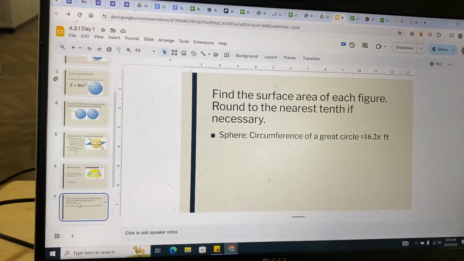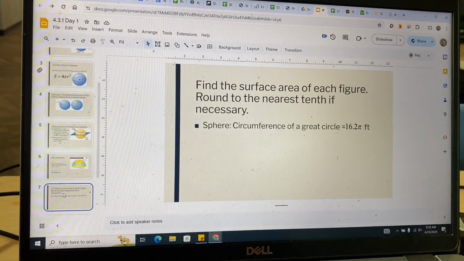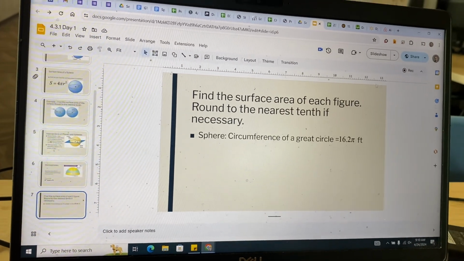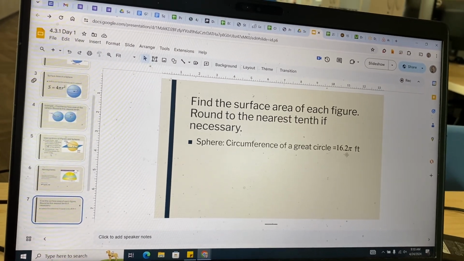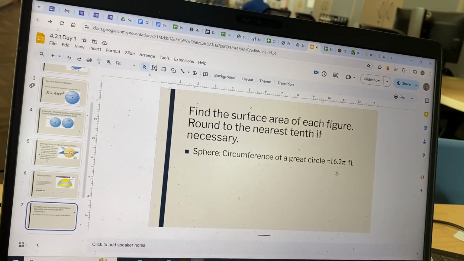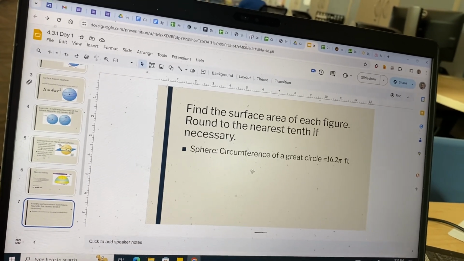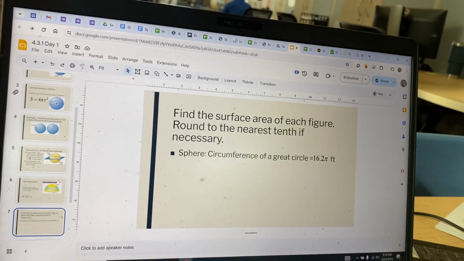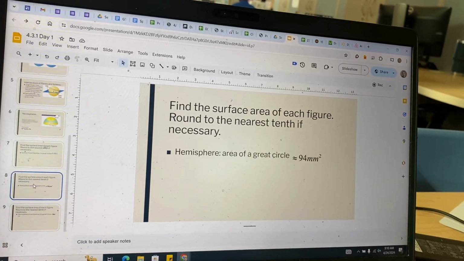Okay, find the surface area of each figure, round to the nearest tenth if necessary. A sphere where the circumference is 16.2 pi, we would divide by pi, we would divide by 2, that would be 8.1 for the radius. So we do 8.1 squared, multiply that by pi, multiply that by 4.